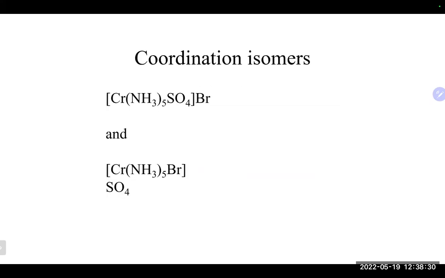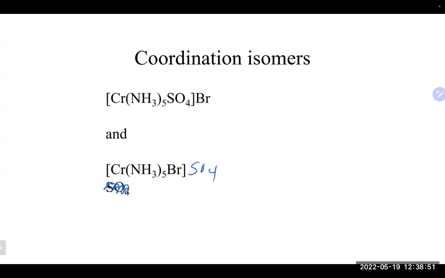So let's take a look first at coordination isomers. If we count up everything that is there in the top one and the bottom one, and that SO4 actually should be up here, it just went down there. I think it's okay on your paper. We basically have one chromium in each. We've got the 5 NH3s. We have one Br and one sulfate.